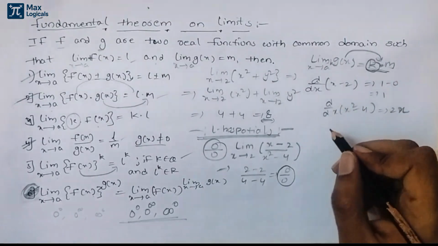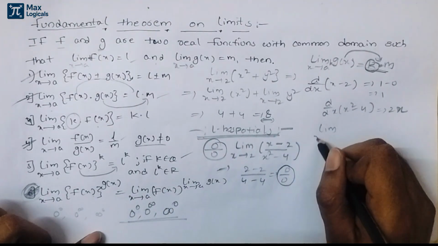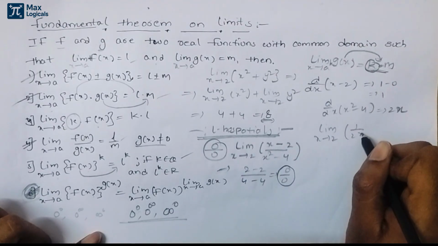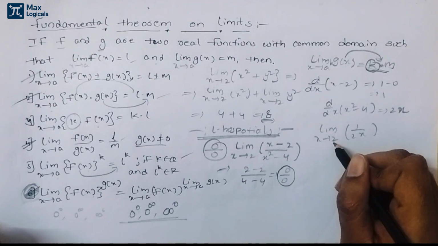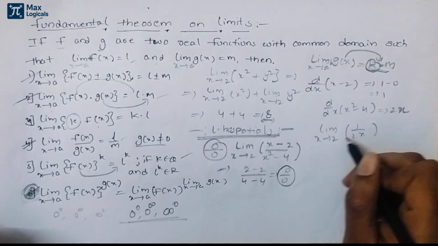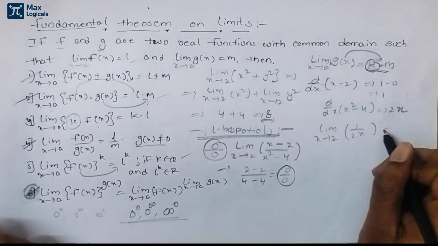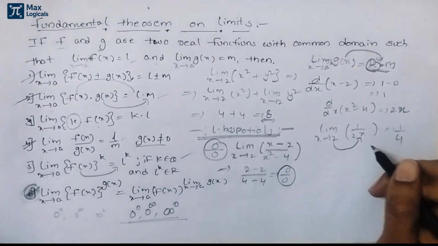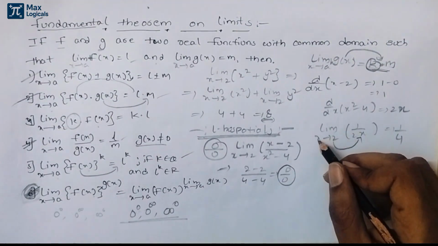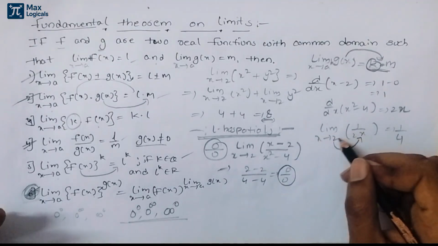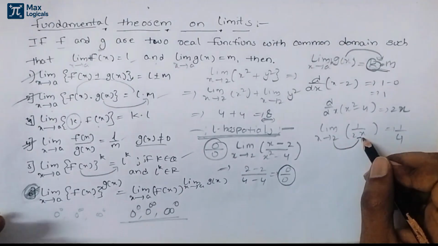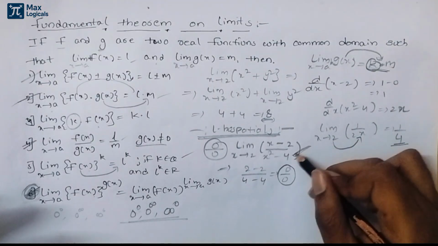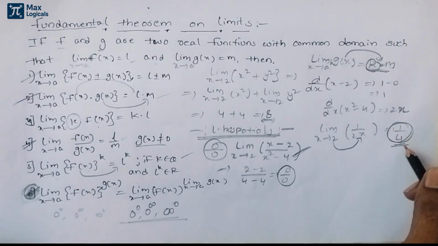Now we are finding the limit as x tends to 2 of 1 by 2x. We substitute the value x equal to 2 and the limit is 1 by 4. Why? Because x approaches 2, so I substitute the value of x equal to 2. That is, the limit of this function is 1 by 4.